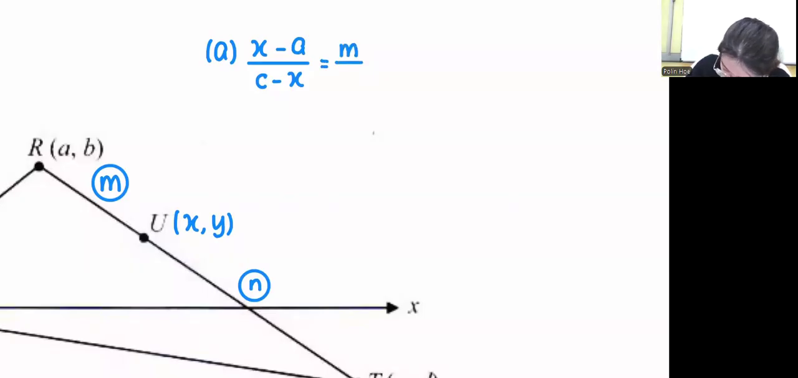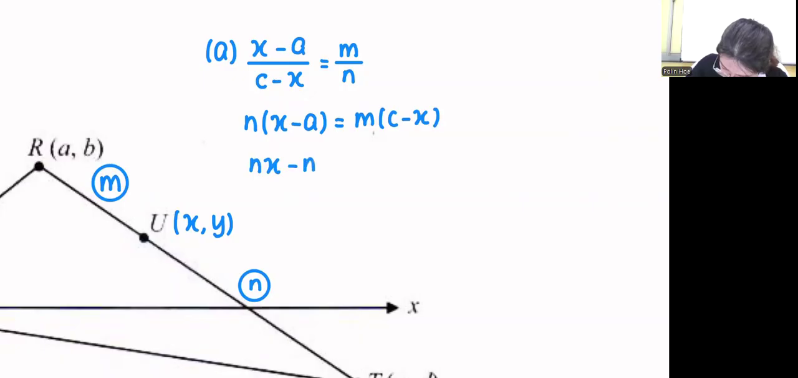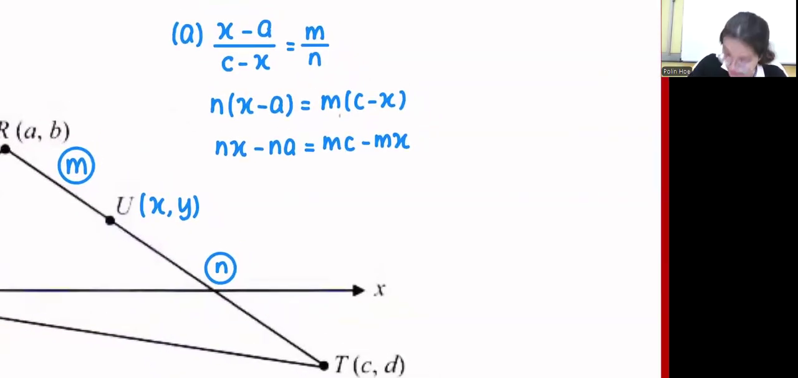And what I want to know is how to find out my x. So I cross multiply. n(x minus a) equals m(c minus x). nx minus na equals mc minus mx. Remember what I want, I want to find x, right? So I group x together. nx plus mx equals mc plus na.